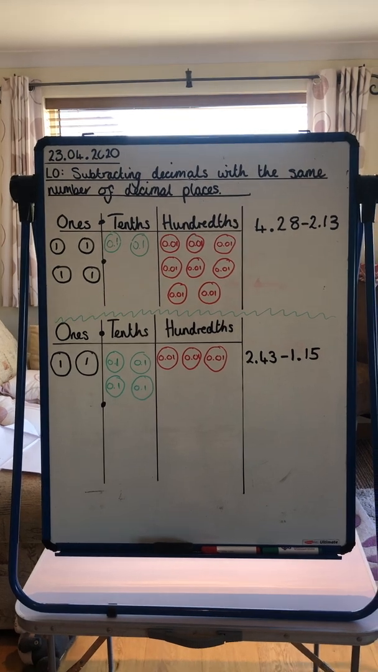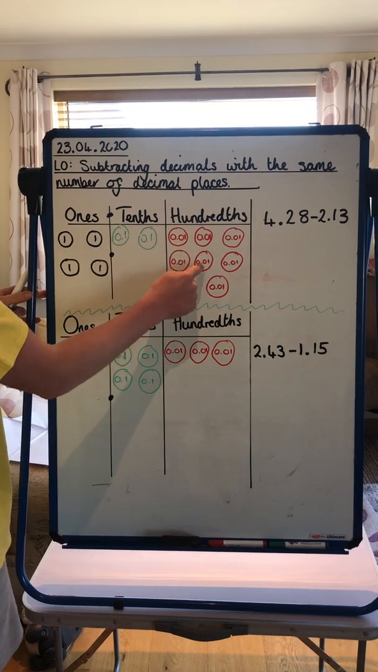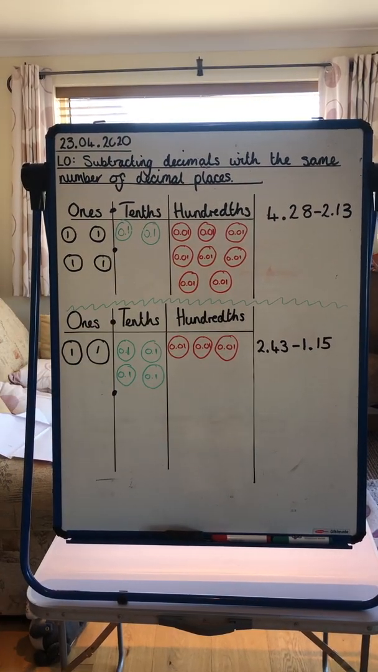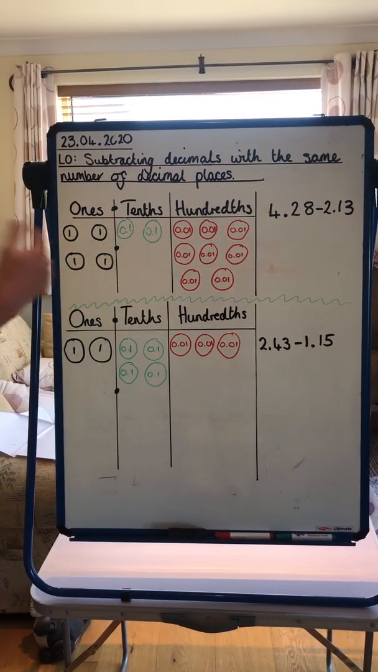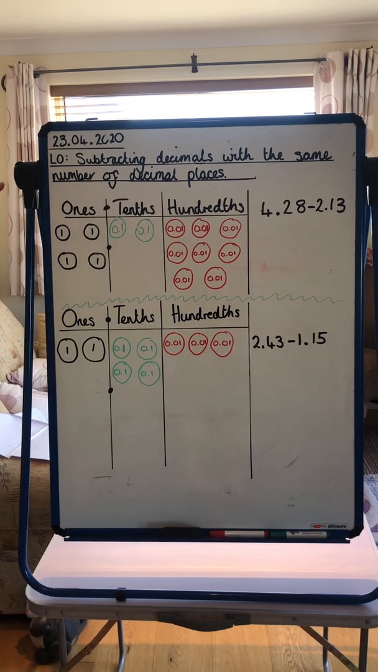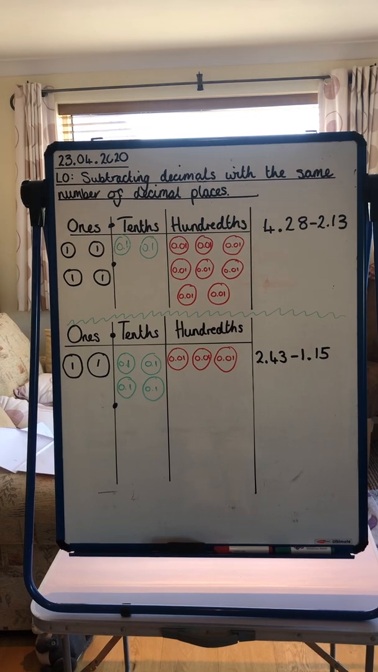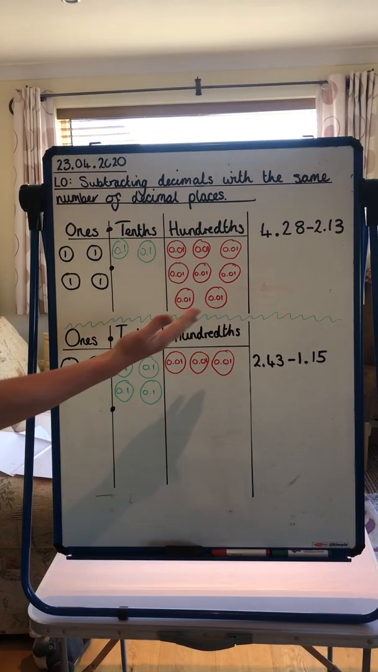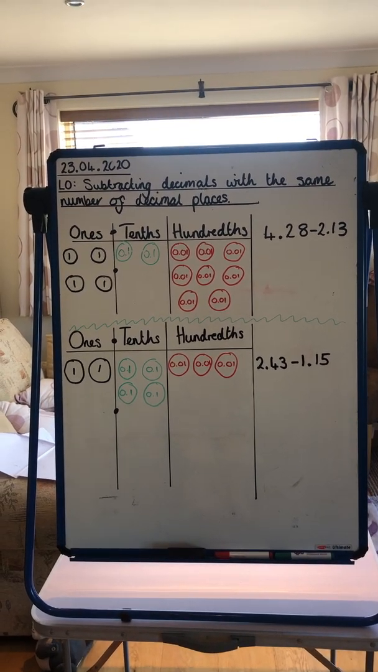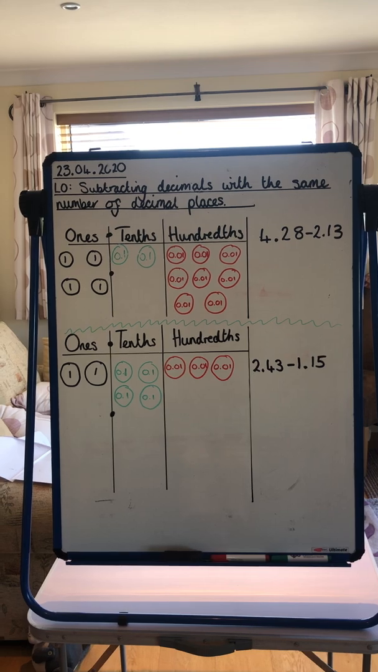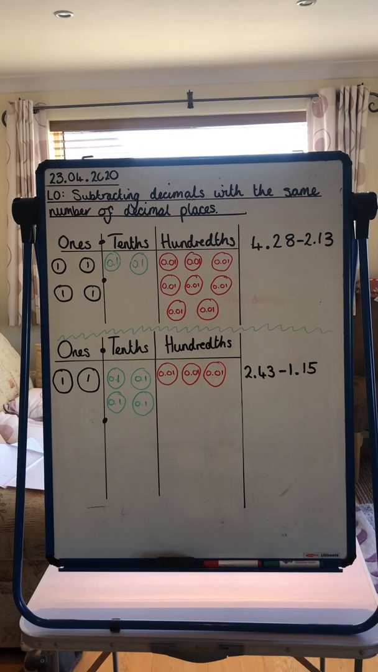So as you can see in the place value grid, I have 1, 2, 3, 4, 5, 6, 7, 8 hundredths. I also have in the tenths column 1, 2. I have 2 tenths and I have 4 ones. 1, 2, 3, 4. So what we're going to do is subtract 2.13 away from 4.28, okay? Now, first of all, we always start from the smallest column, so the hundredths column here. And we are going to take away 3 hundredths from the 8 hundredths, okay?